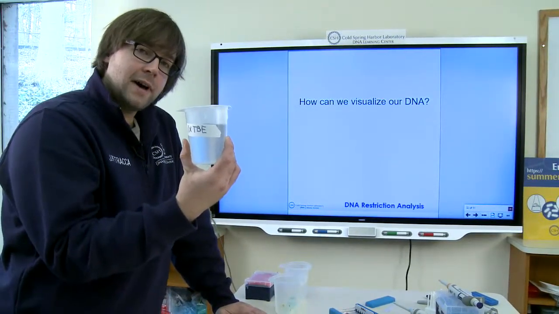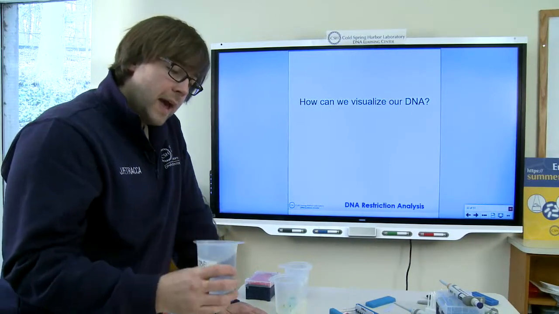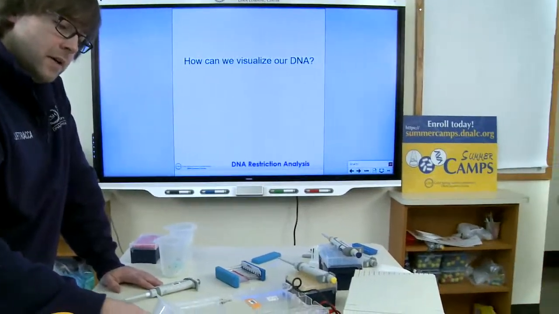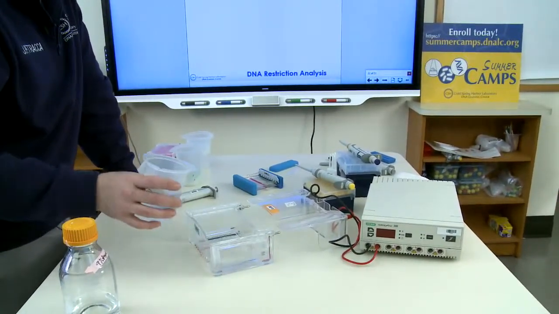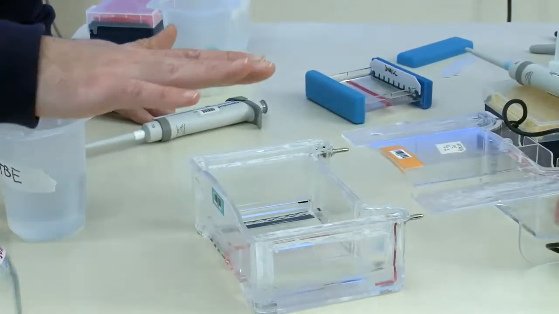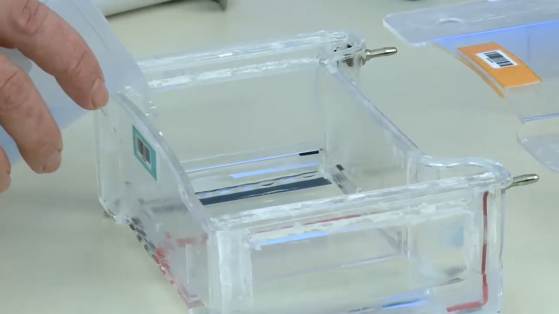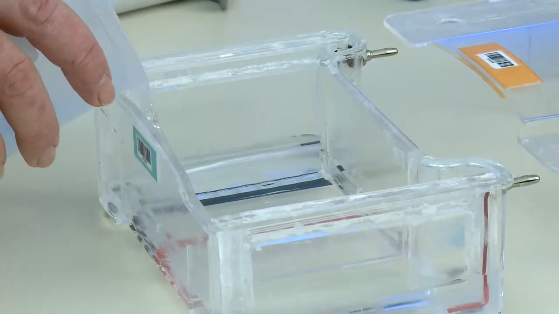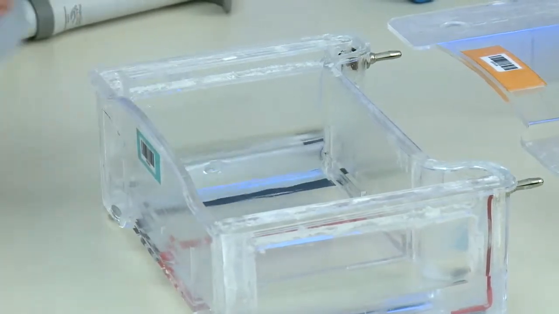It's really just a solution of ions to help conduct current through the box. So I'm going to pour just enough buffer into the box to cover the top of the gel. I'm going to start on one side, pour enough buffer for it to go over the top of the gel, then go to the other side and pour a little bit more buffer, and it's going to cover the wells.